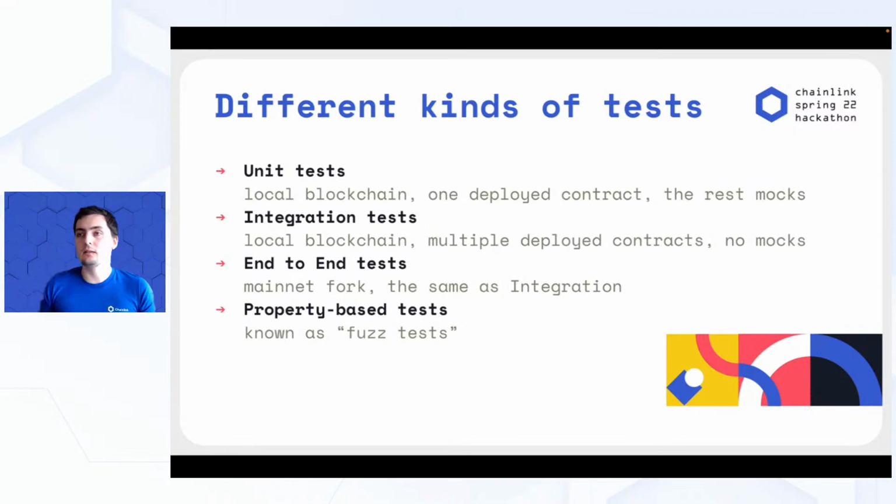Then the second type are integration tests. Integration tests are also done on a local blockchain, but now we have multiple deployed contracts, and there are no mocks. This is the difference between unit tests and integration tests. There are no mocks. And imagine now that you're creating a contract for a governance function, and you're casting votes by burning some ERC20 token, some governance token, right?